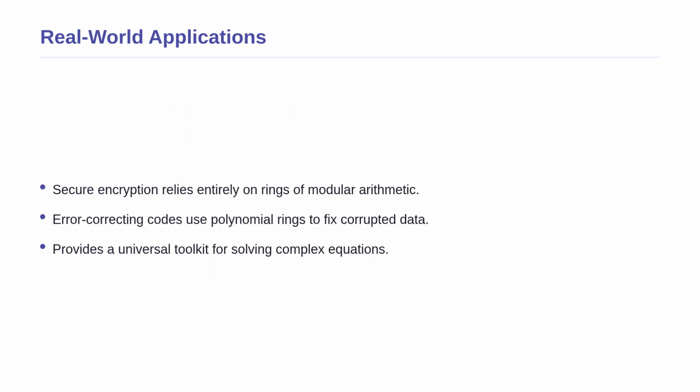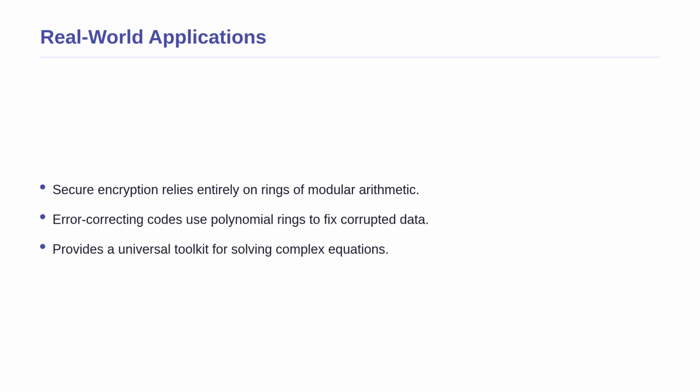You might wonder why mathematicians spent so much time inventing these abstract rules. The reason is that rings are the hidden engine behind much of modern technology and advanced science. For example, the secure encryption that protects your bank passwords and private messages relies entirely on rings of modular arithmetic, exactly like the clock math we just explored.